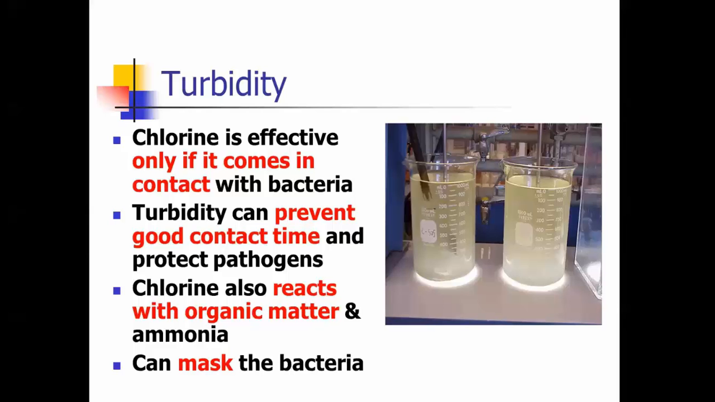Turbidity: chlorine is only effective if it comes into contact with bacteria. If you look at these beakers full of turbidity in the water, what chlorine does is it comes in contact with the bacteria, it breaks the cell wall down, and then it strips the skin off, and then the bacteria dies off. The one thing about turbidity is that the bacteria can hide behind it, and so the chlorine will not come in contact with it.